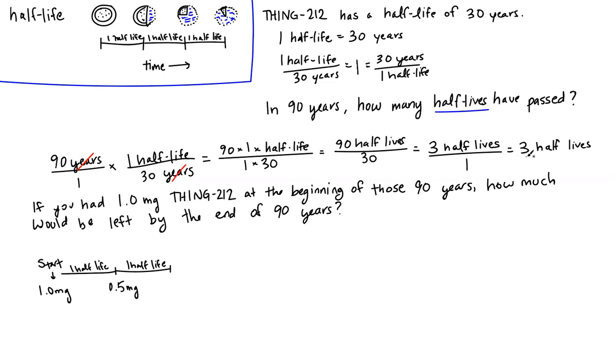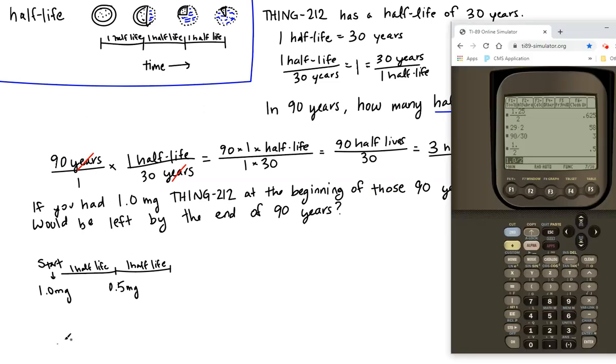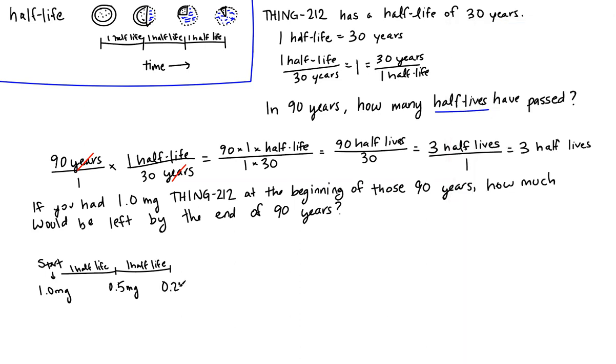We need 3. That's what we calculated. We calculated that after 90 years, that's 3 half-lives. Okay, so let's see what happens. We're going to divide that by 2, because here we need to do half. We need to get half of this half. So let's take our 0.5 and divide that by 2. So our answer is now 0.25. So let's write that down. 0.25 milligrams. So we've had 1 half-life, 2 half-lives, and we just need 1 more to find our answer.